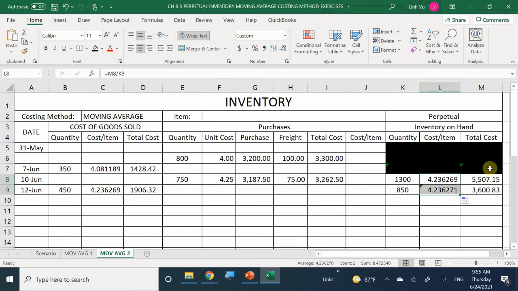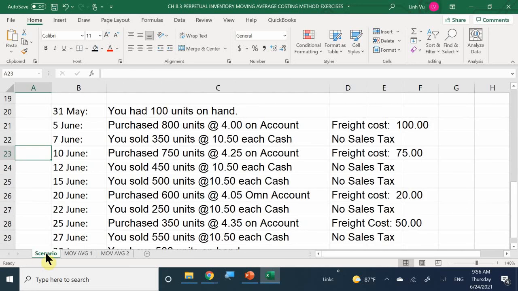Not that much drastic change, but like I mentioned before, if we're selling thousands of items at one time, you definitely don't want to round early. You're better off leaving it as this, so you don't potentially lose money when you cost it out. Okay. So now that I have 850 items left, what happened on the 15th of June?